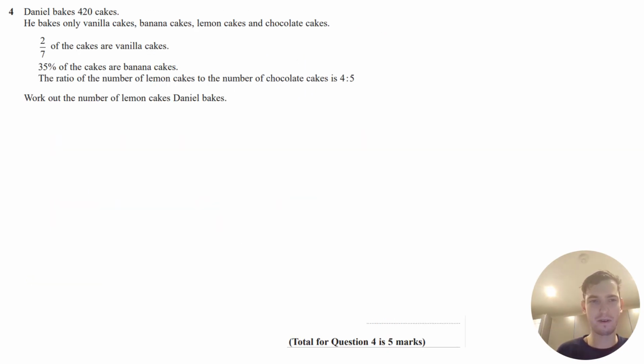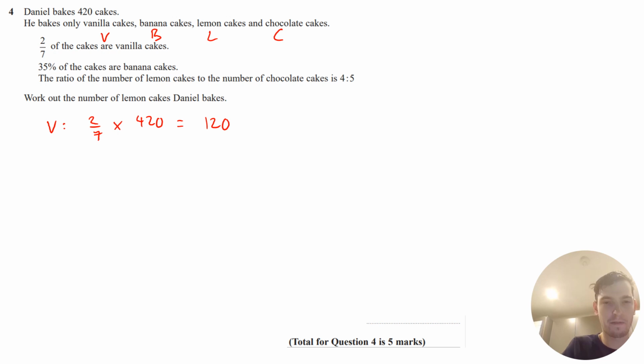Okay, Daniel bakes 420 cakes. He bakes vanilla cakes, banana cakes, lemon cakes, and chocolate cakes. Okay, so I'm just going to put letters underneath. These are all my types of cakes. And it says 2/7 of the cakes are vanilla cakes. So I'm going to write vanilla, or V. I'm going to straight away do 2/7 of, so times 420. Put that into your calculator and you're going to get 120. Okay, take that off. I've worked out how many vanilla cakes there are.